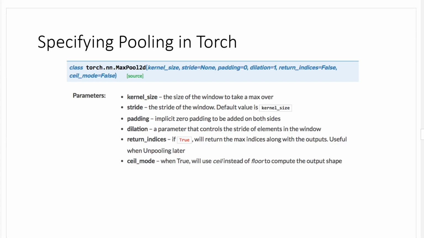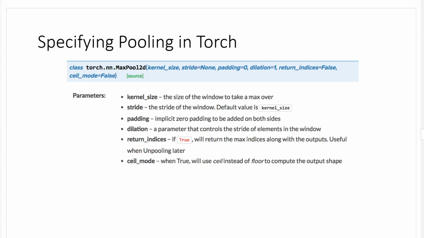This is the specification for a pooling layer in Torch. As I said, there are different ways of pooling, and this specification shows you how you will specify max pooling. Again, you need to specify the size of the pooling window or pooling mask, which is the kernel size, and whether you want to have any stride or not. Again, same concept, padding, dilation, and return indices, which if true will return the max indices along with the output.